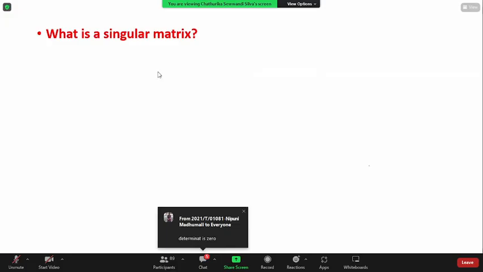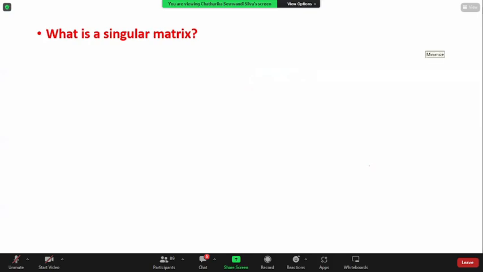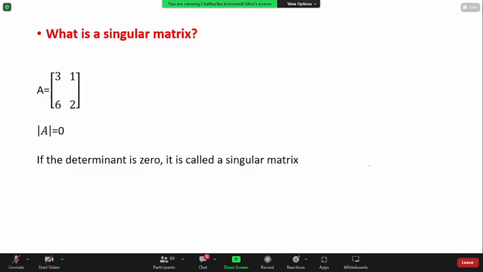So for a singular matrix, if someone says it's a singular matrix, definitely the determinant is zero. Whenever you are given a square matrix, you can find the determinant, and if after the calculation the determinant becomes zero, then we call it a singular matrix. So here, for this particular matrix, the determinant is zero, so it is called a singular matrix. If a matrix is singular, how will it affect the other calculations?